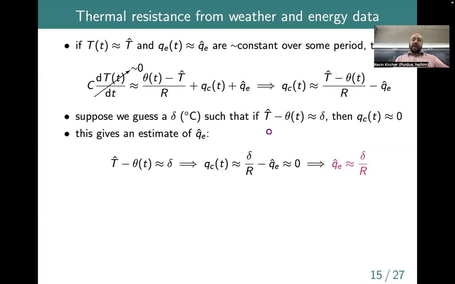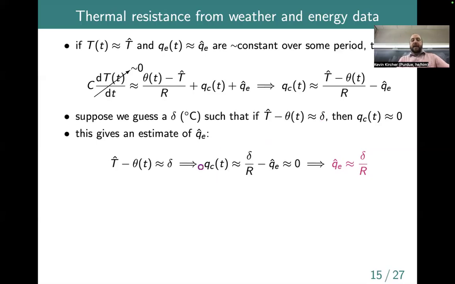Okay, so in the event that you can come up with a guess at this, and we have this steady state assumption, so we get this governing equation, then this QC is equal to 0 when the delta T, the T hat minus theta, the outdoor temperature, is equal to this lowercase delta. So in that case, the equation simplifies.